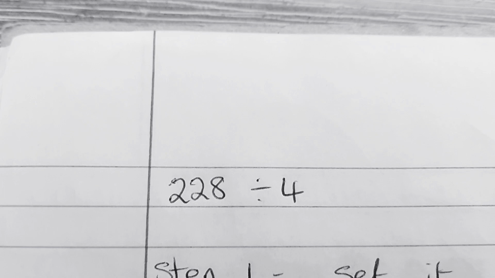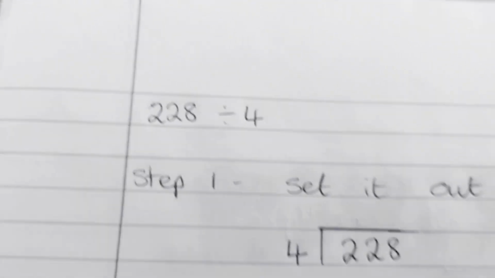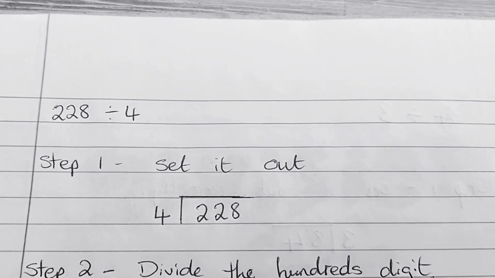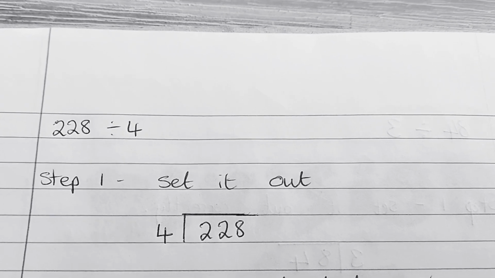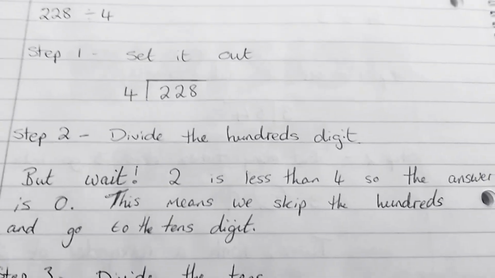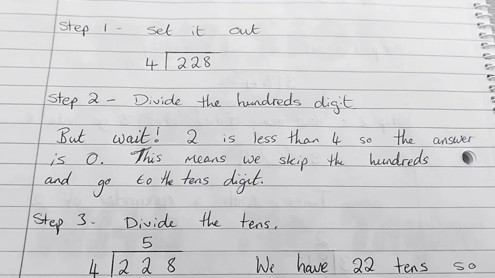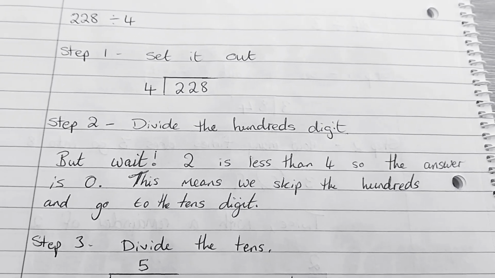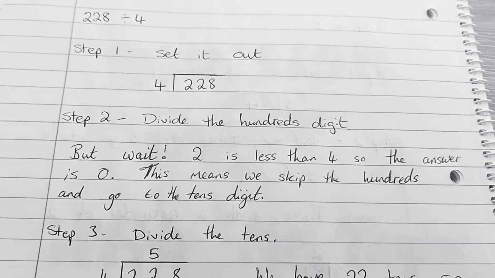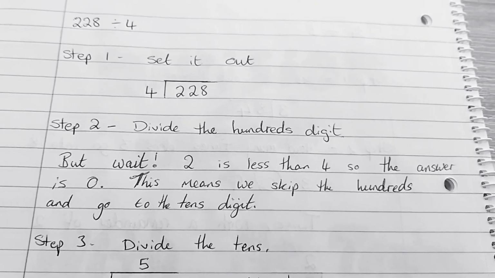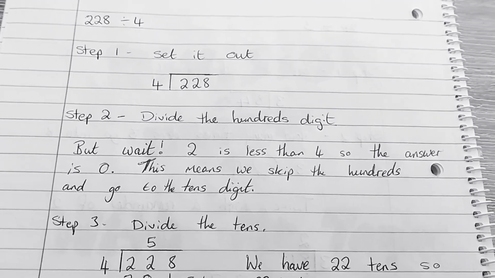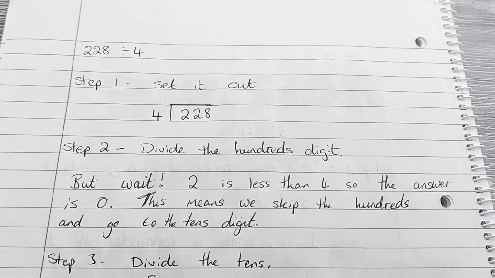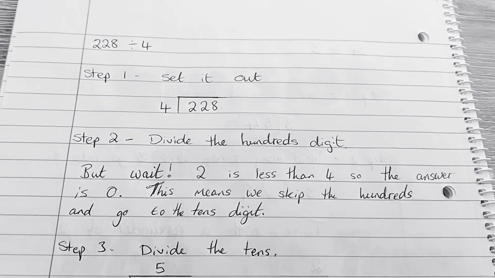Okay, so our next one, we're going to do 228 divided by 4. Again, set it out using the bus stop method with the divisor 4 on the outside and the number we are dividing on the inside, 228. First thing we've got to do is divide the hundreds digit this time because it's a 3-digit number, but wait, the 2 is less than 4. We have 2 hundreds and our divisor is 4, so the answer is 0. This means we can skip the hundreds and go straight to the tens digit and take that hundreds with us.